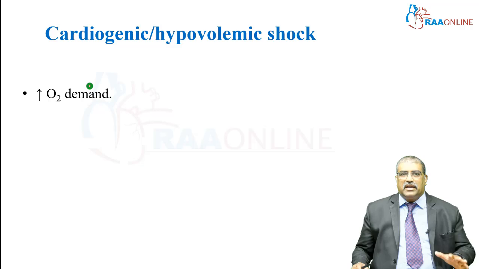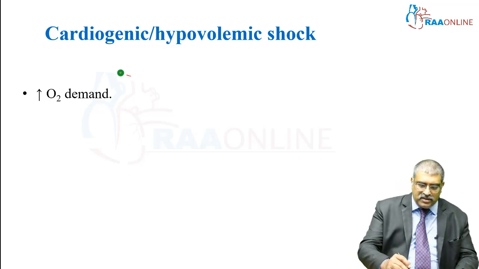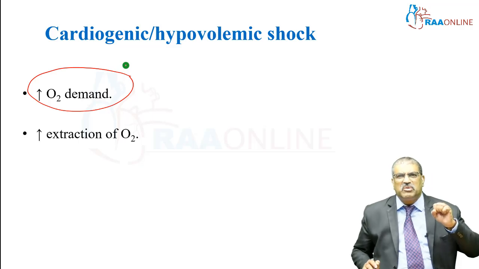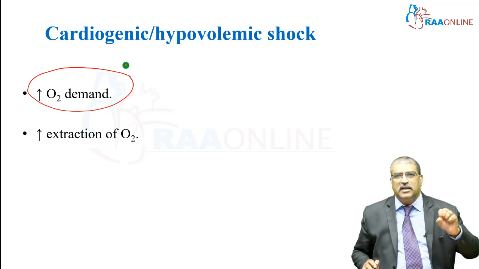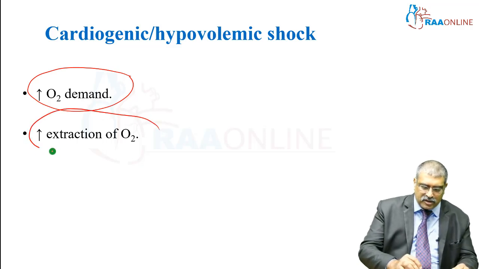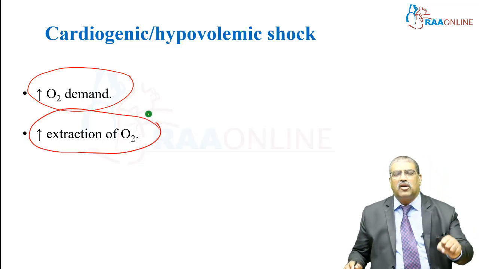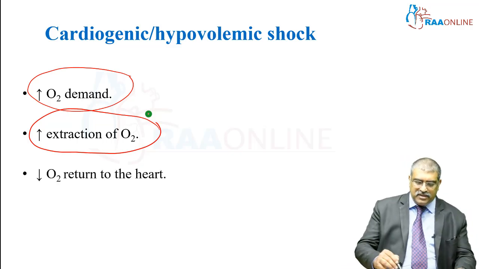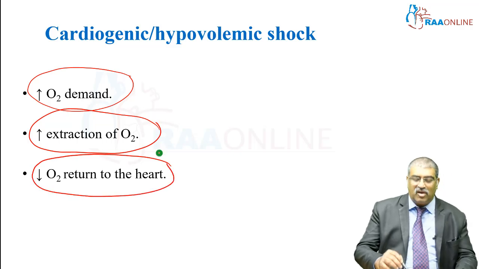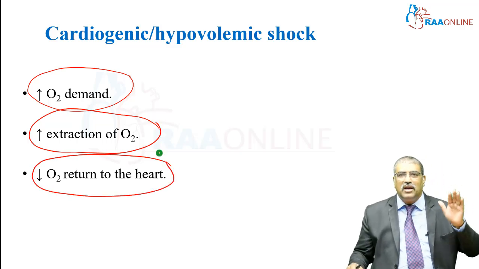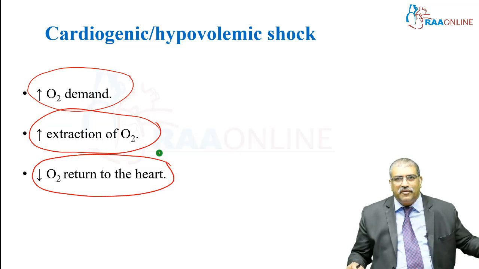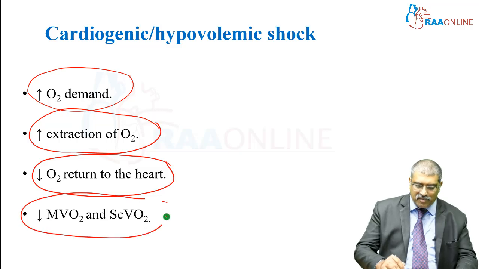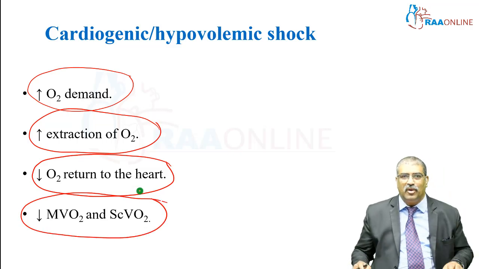So, in cardiogenic and hypovolemic shock, there is increased oxygen demand. As much oxygen as is available will be extracted. Whatever oxygen is available, it is going to be utilized there. This leads to decreased oxygen return to the heart. So, the amount of oxygen which goes via venous blood to the heart is reduced. So, your central venous and mixed venous oxygen saturation is going to be low.